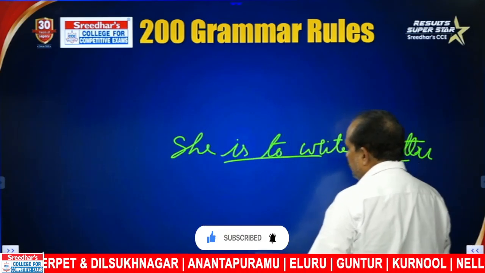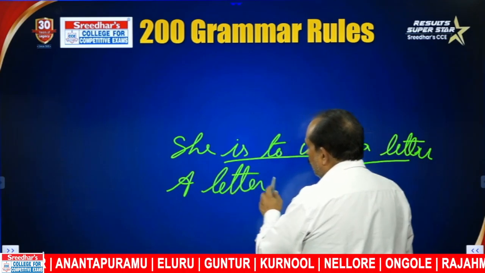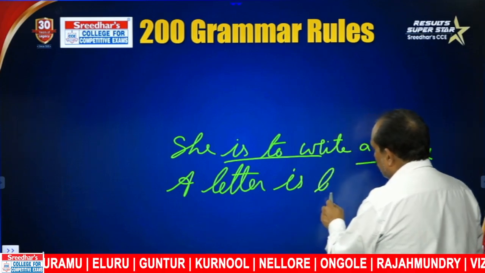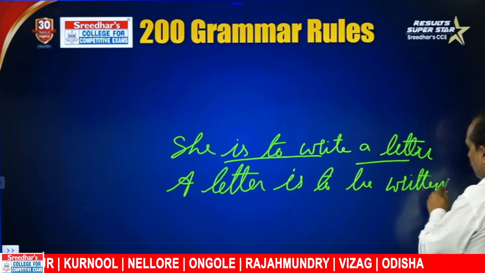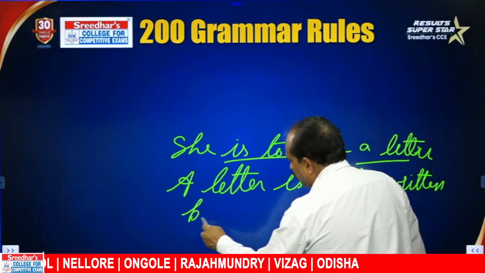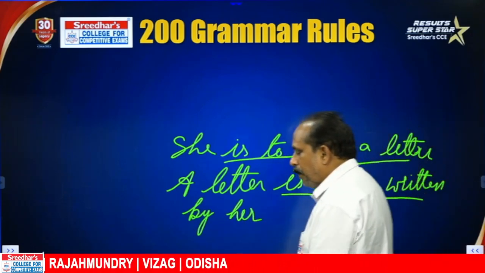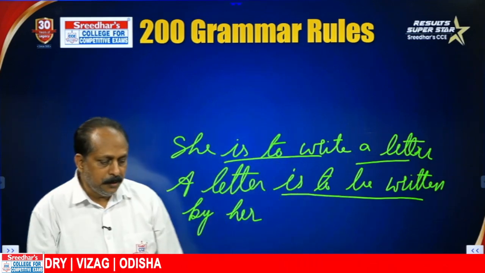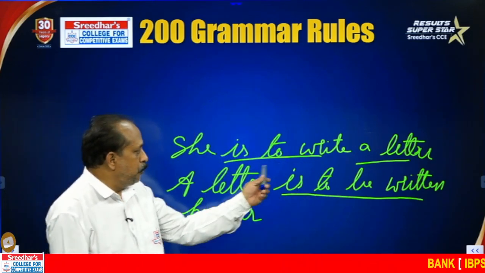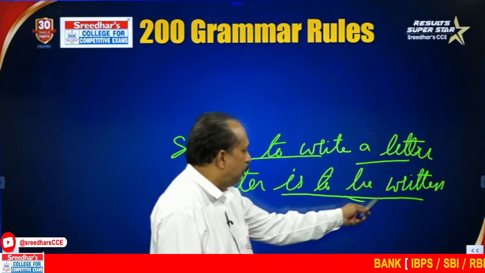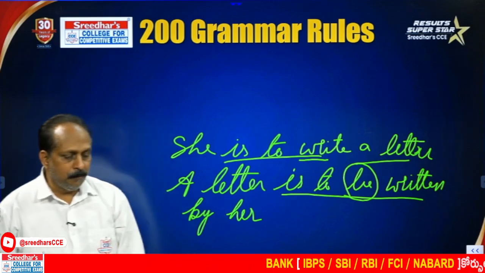But how do we change this to passive voice? First, what is the object? She is to write what? A letter. It becomes the subject. A letter is to be written by her. Look at the pattern carefully. She is to write a letter. A letter is to be written. 'Is to write' changes to what? 'Is to be written.' Here we have added 'be' and the verb's past participle form.